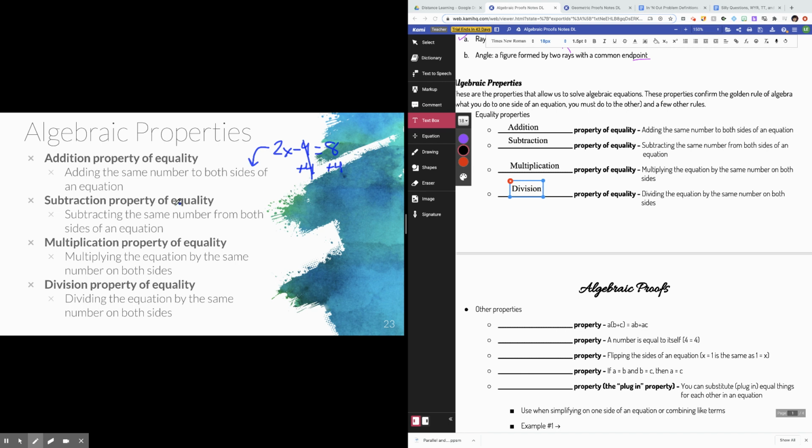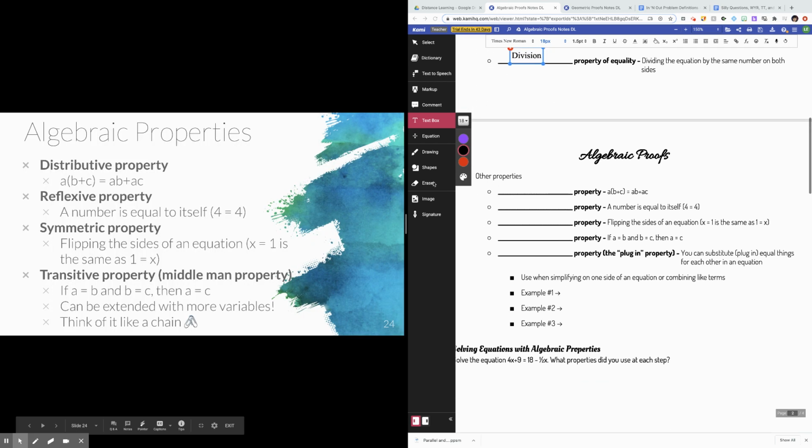If I subtract the same number from both sides, that's the subtraction property. Multiplication property would be if I multiply the equation on both sides by the same number, and division is if you divide by the same number on both sides. So in my example up here, that would be 2x equals 12, and I go divided by 2 on both sides. Since I'm doing that on both sides, that's the division property of equality. So hopefully you know those and what they are. It's just now we're giving them a name.